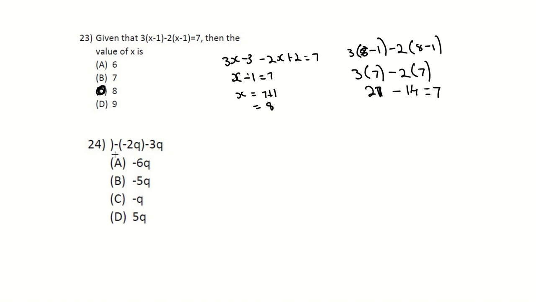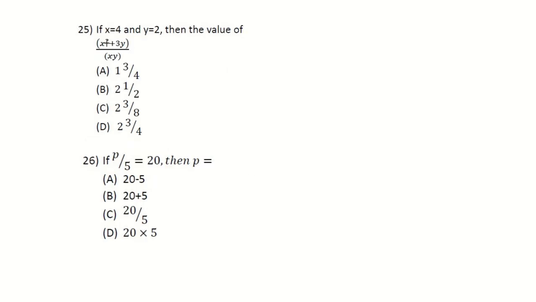This one here, we did this already. Positive 2q minus 3q is equal to negative q, so the answer is C. This one here, I think we did this question a few times. It's like probably two times we saw it. The answer was 2 3/4.